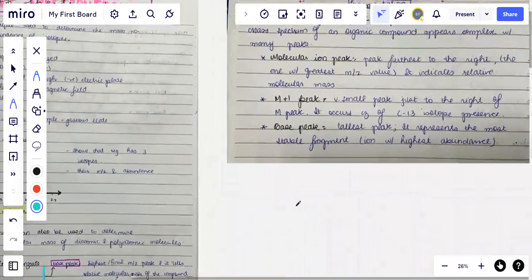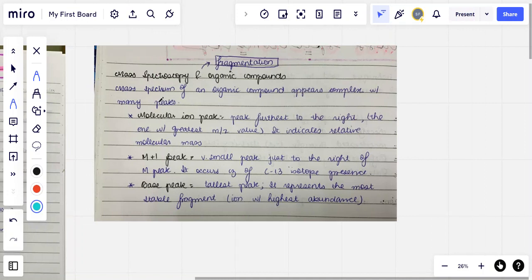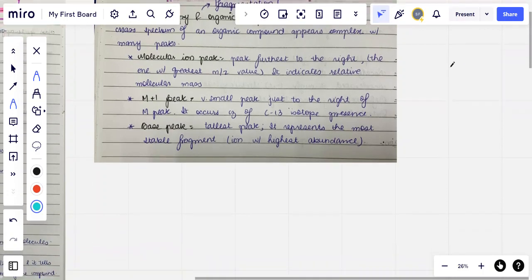And now mass spectrometry and organic compounds. What's the relation between the two? Let's talk about that. Now, you will be having organic compounds, and for example, let's just take the example of propane.